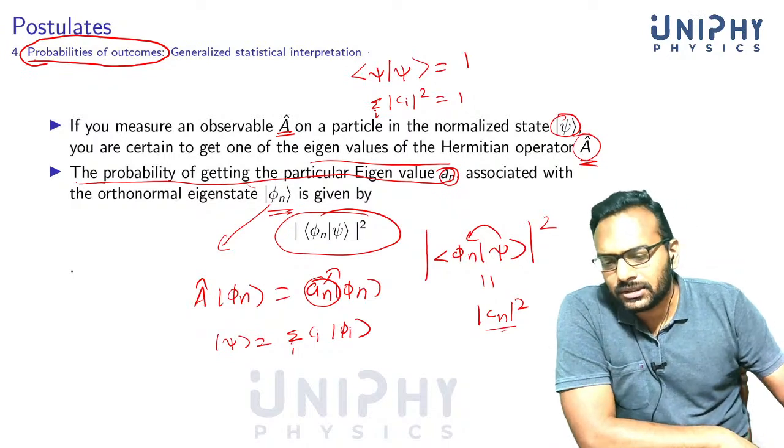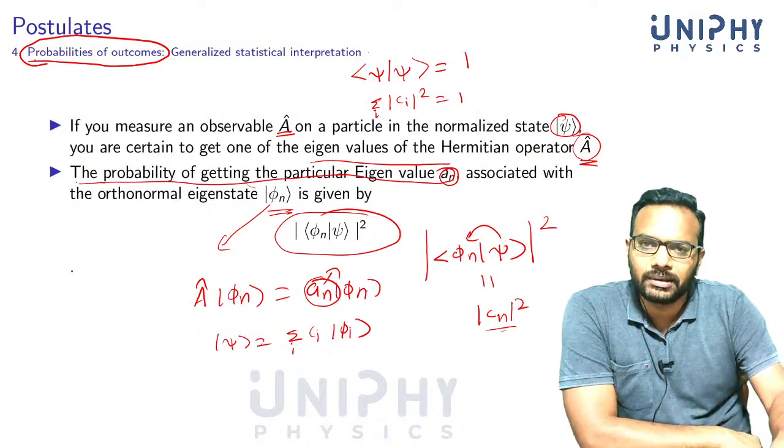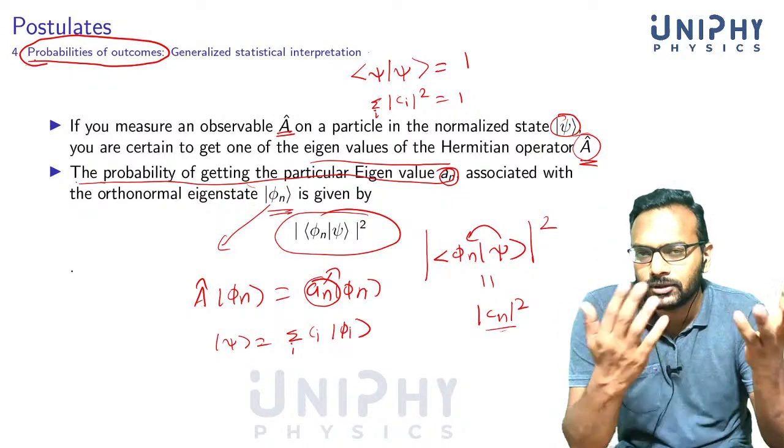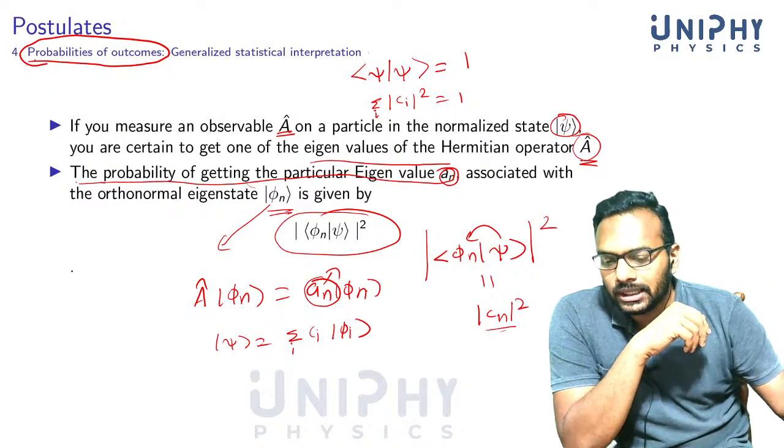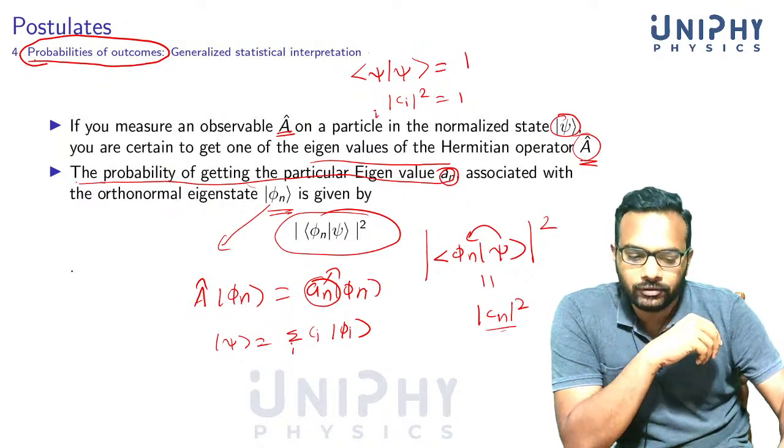Now, if the state is not normalized, of course, you will have an extra normalization factor, but don't worry about it. You first normalize and then it is easy. If it is not normalized, you will have an extra normalization factor.